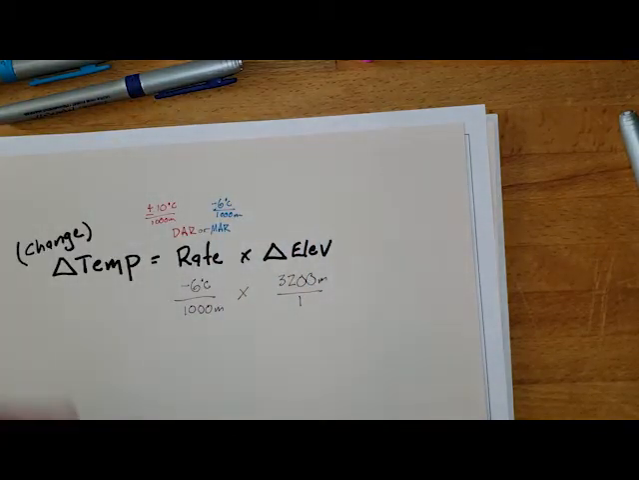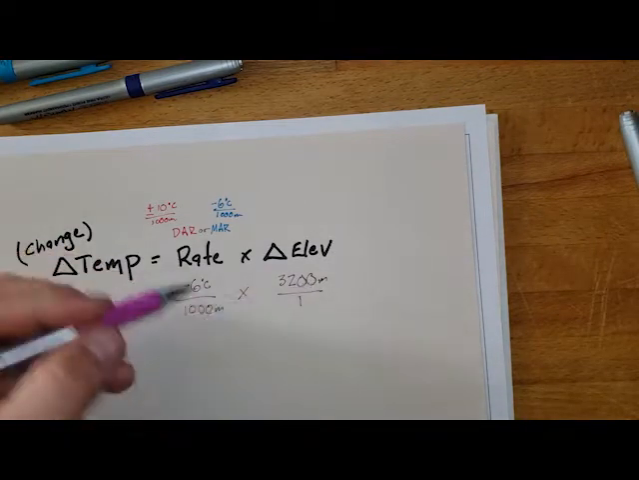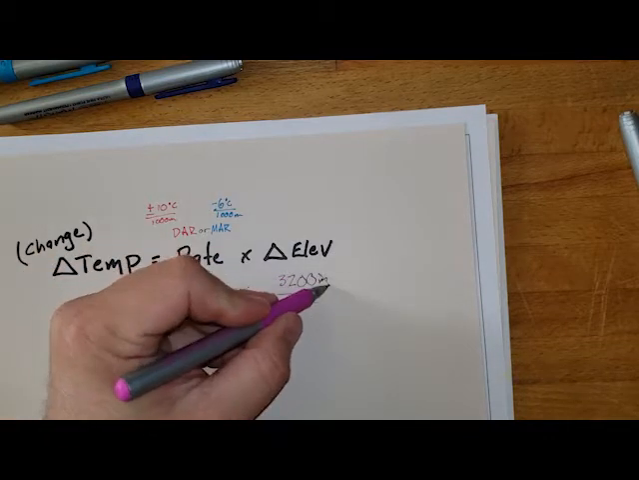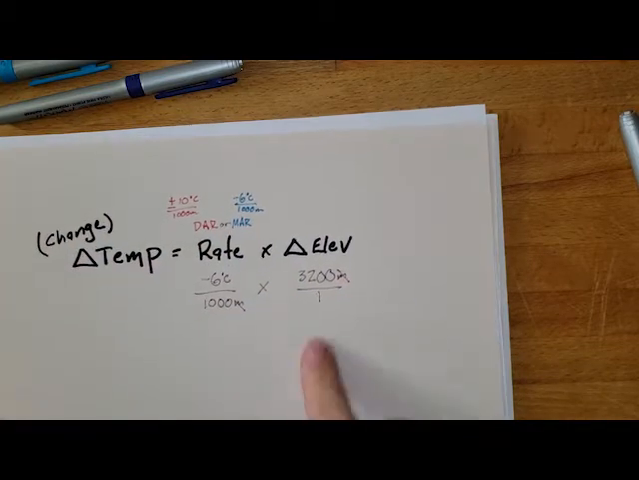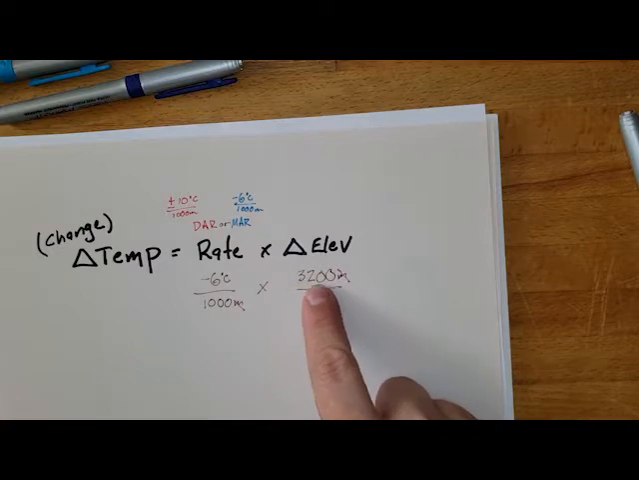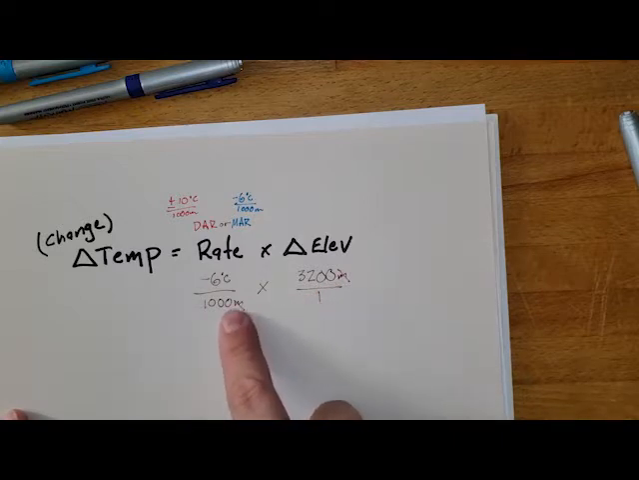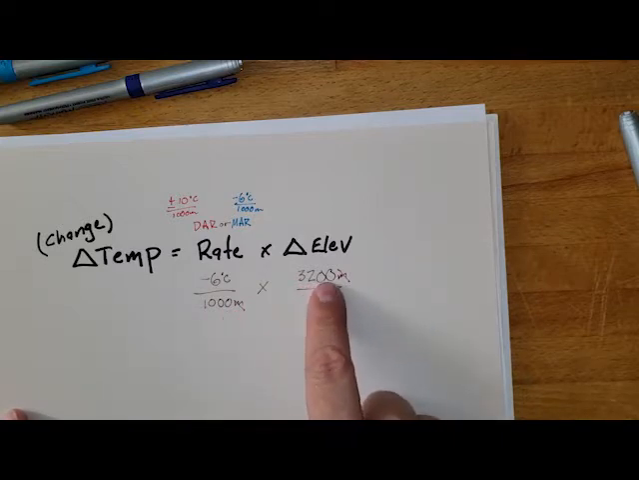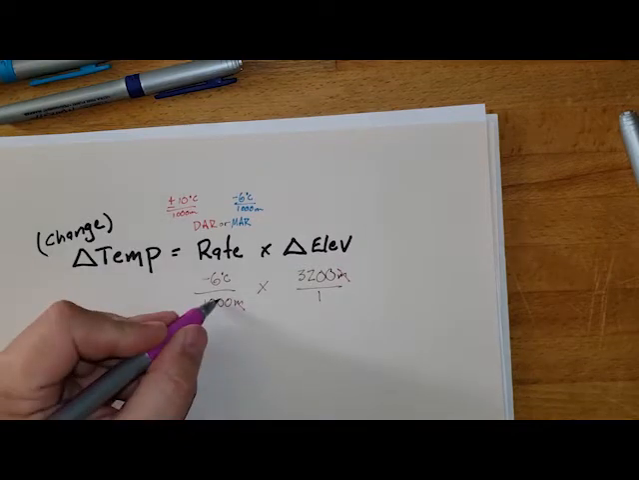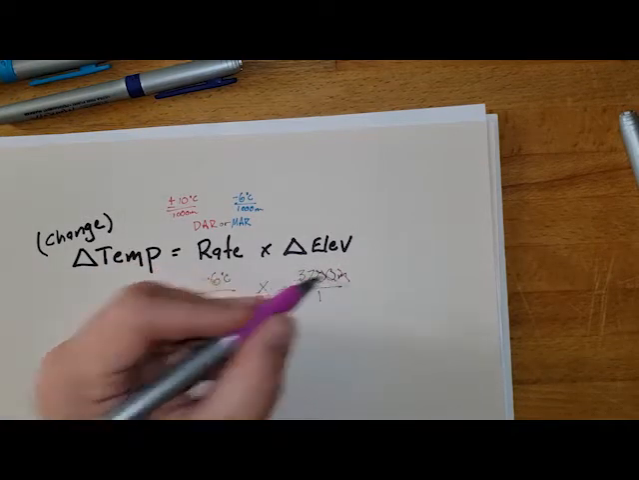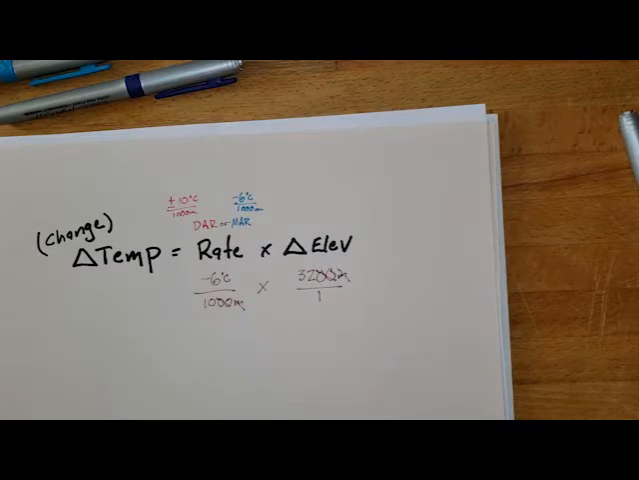The next step that I always try to do is to cancel if I can. And I can. I see meters here and I see meters here. So I'm going to go on the bottom and on the top, I can get rid of those. I've got 3,200 and I've got 1,000 down here. Now, I see those two zeros on the end. Basically, it's 32 times 100 and 10 times 100. If I divide both of those by 100, then I can get rid of those last zeros and those last zeros. And that makes me happy.